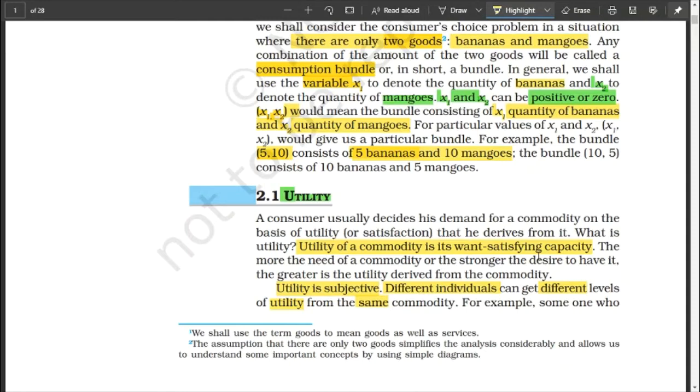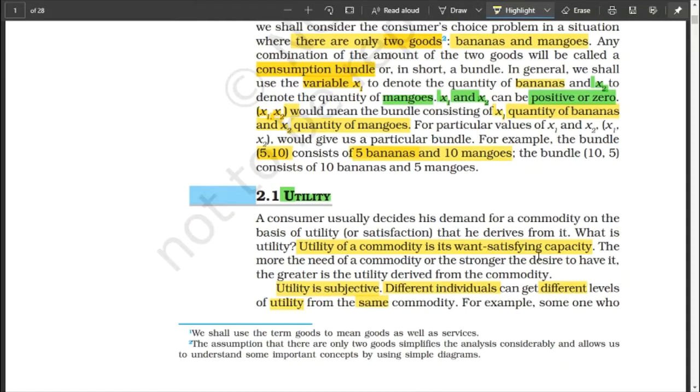Okay, utility. This is a concept by Alfred Marshall. When he wants to explain our behavior, he thought of utility as the best way to find out. Because according to him, utility is the ability of that commodity to satisfy us. So if we can do something with this utility, we can define, we can explain our behavior.